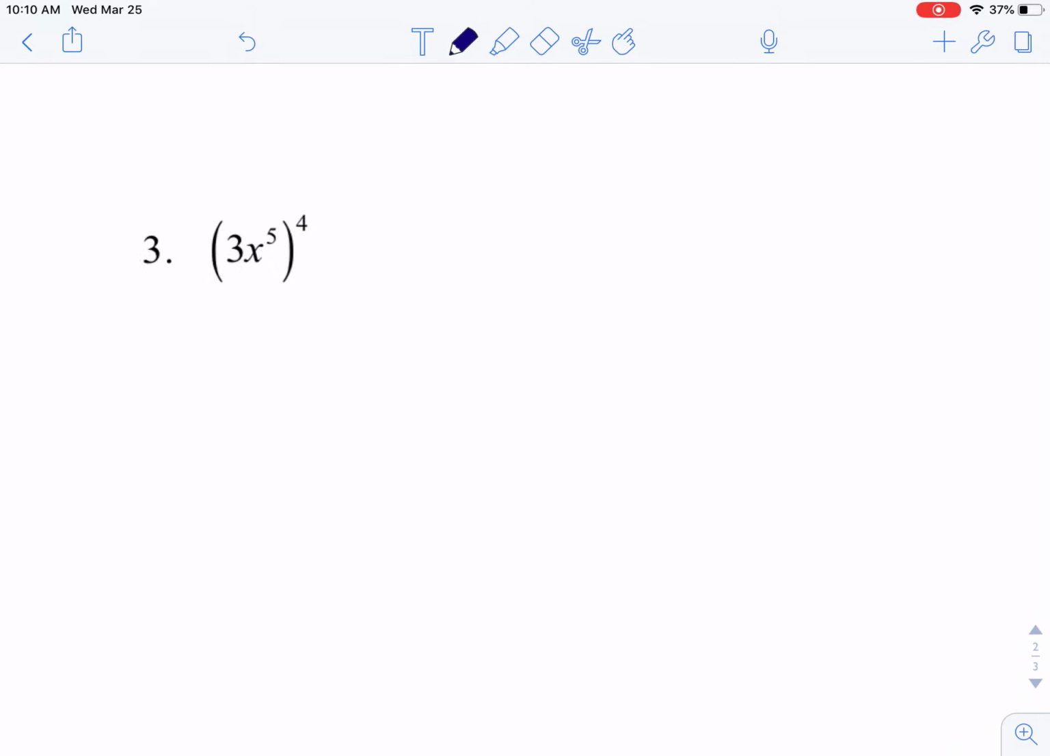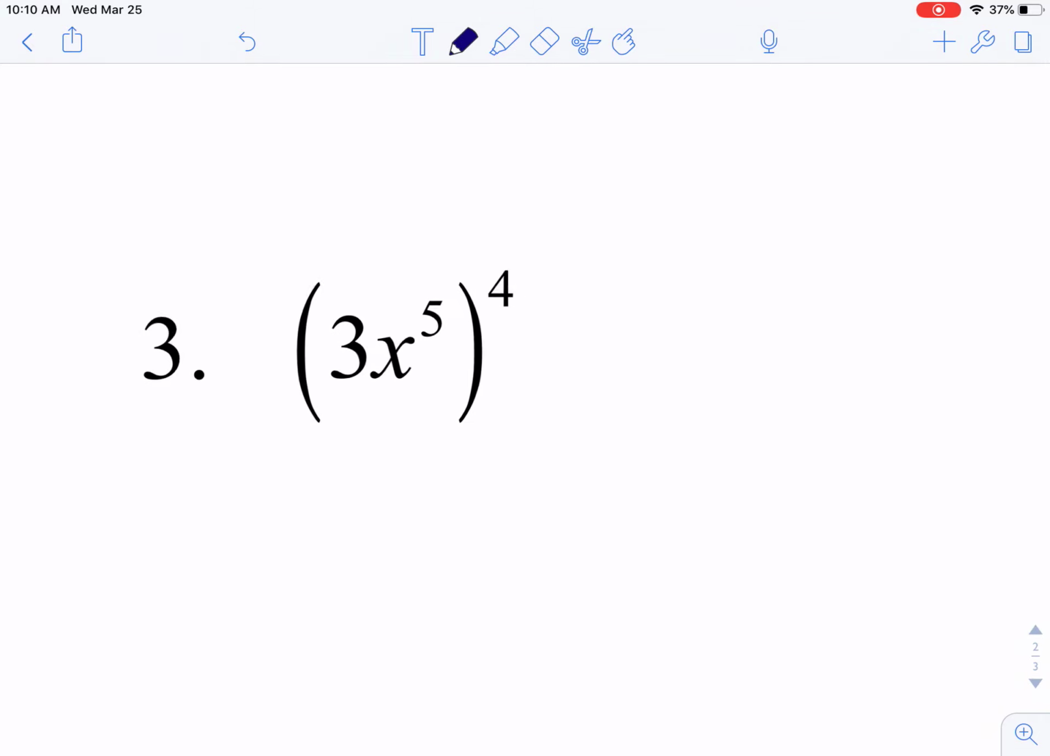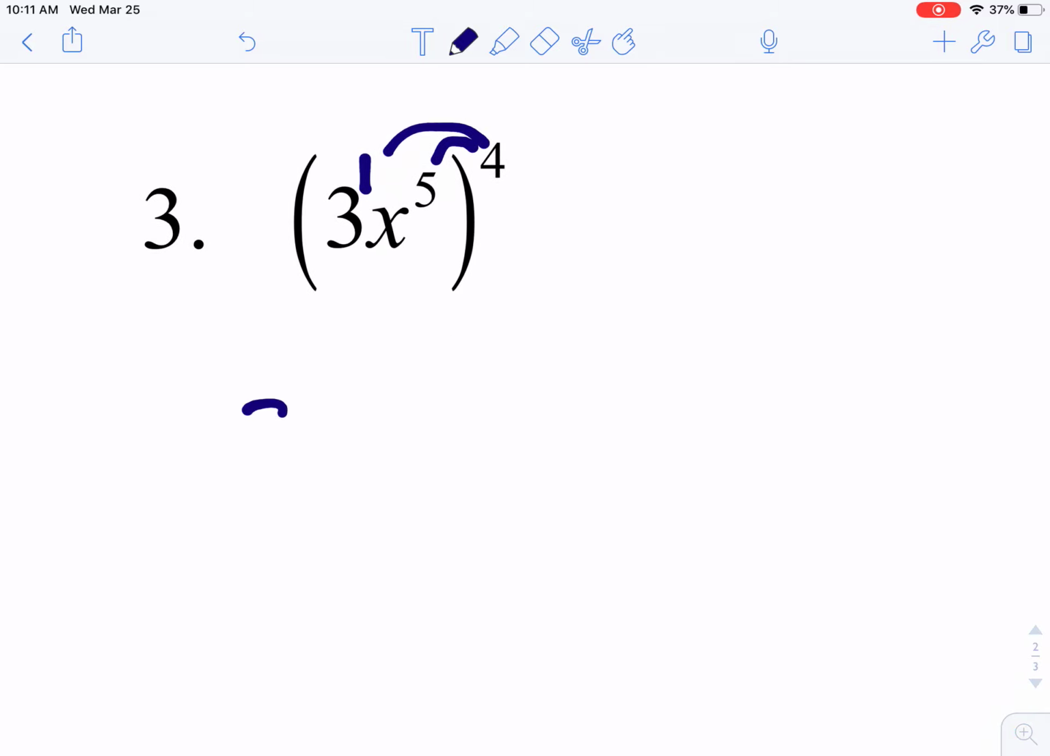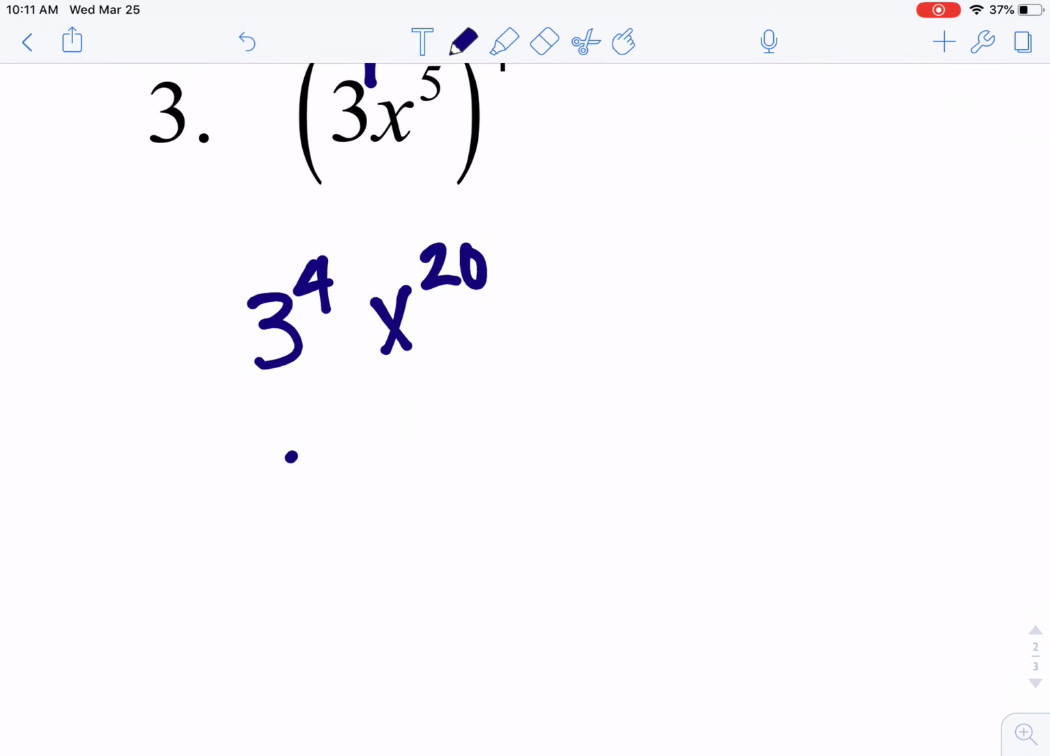Alright, here's the next one. So this is the same as the last step on the previous one. We need to multiply our exponents to the power. So we have 3 to the 4th and x to the 20th. 3 to the 4th is 81. We multiplied 3 4 times.